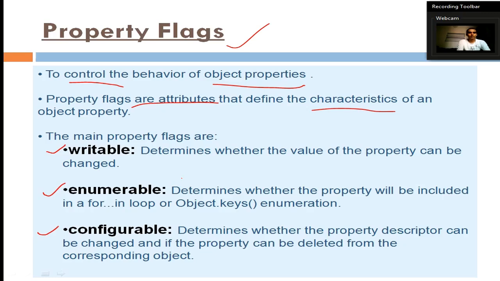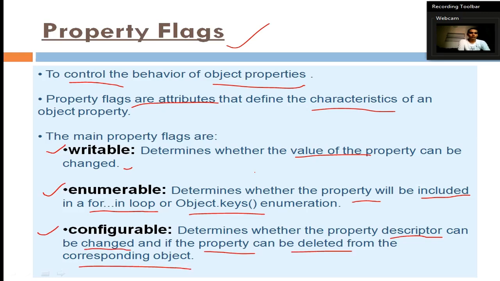So writable, as the word says, determines whether the value of the property can be changed or not. Okay, then there is enumerable. It determines whether the property will be included in a for in loop or Object.keys enumeration. In simple words, it is saying whether the property is iterable or not. Okay, then there is configurable. So it determines whether the property descriptor can be changed and whether the property can be deleted from the corresponding object or not.